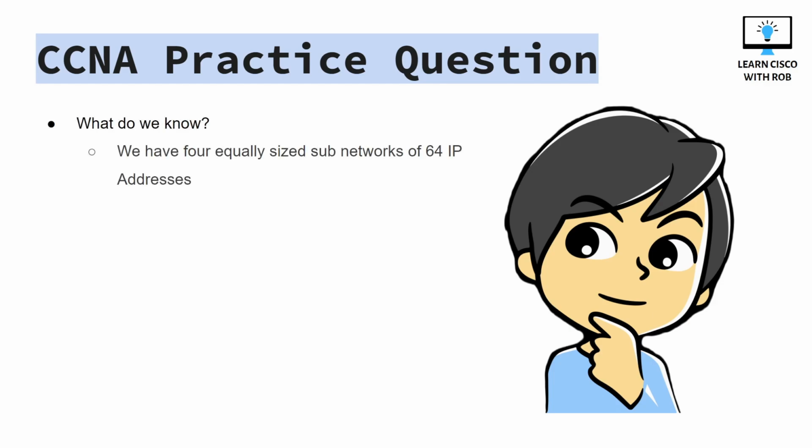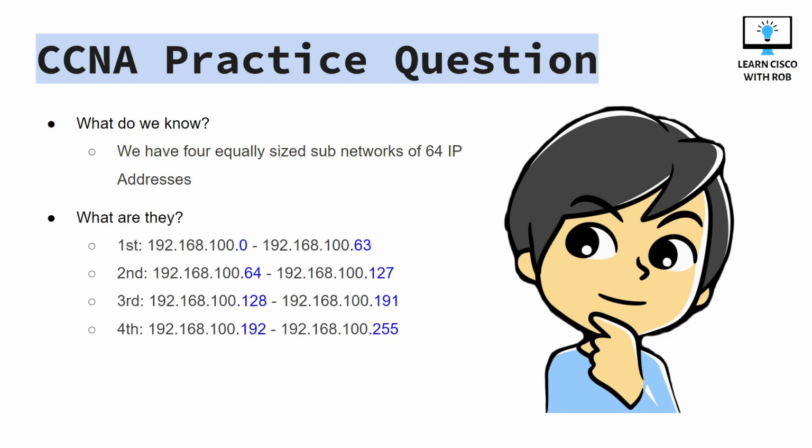What do we now know? We have 4 equally sized subnetworks, and each of those subnetworks have 64 available IP addresses. And if we were to draw them out, we will have our first range, which is from .0 all the way to 63. And remember, it always starts at 0. And then if we move on 64 to 127, which then ends in our last range at .255.